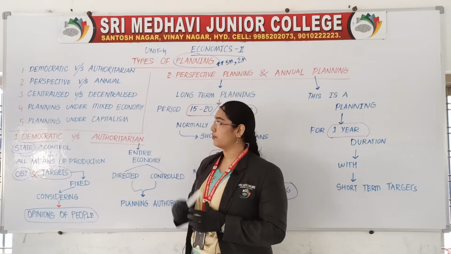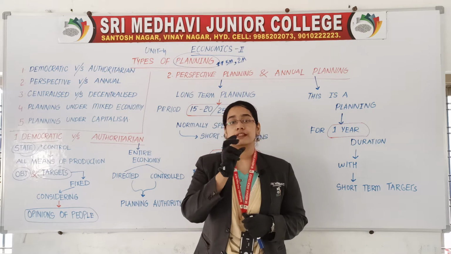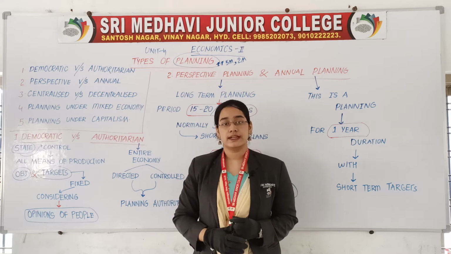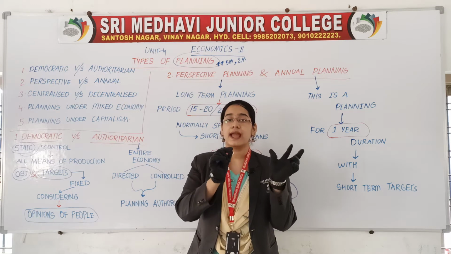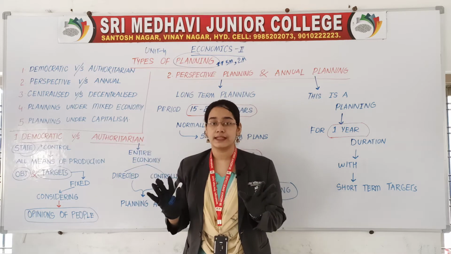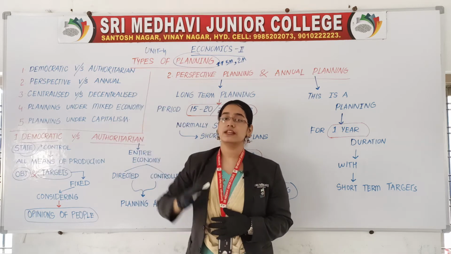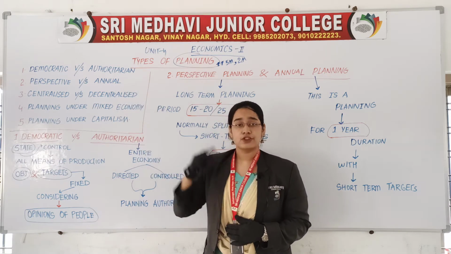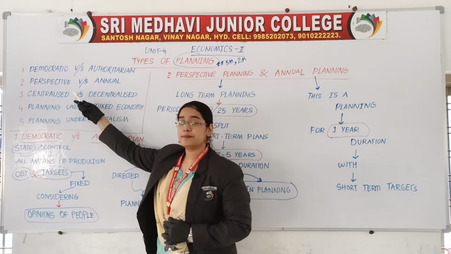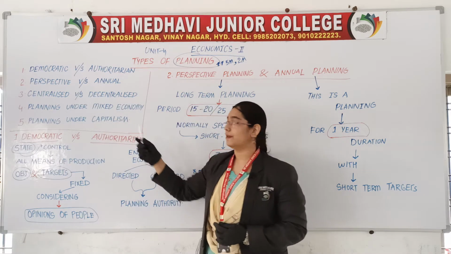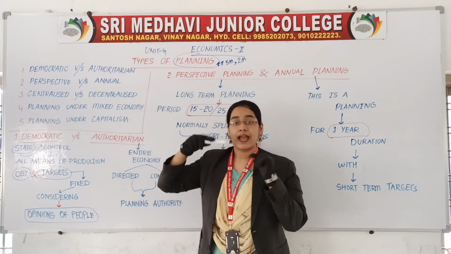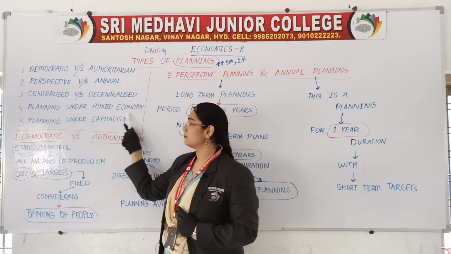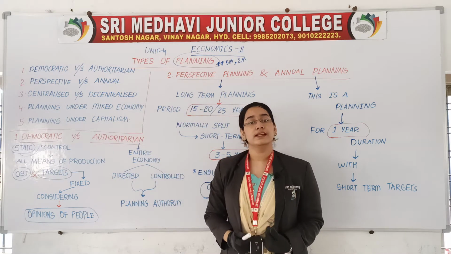In the starting 3 points, I have just written democratic versus authoritarian, but in your notes you need to write it as democratic planning and authoritarian planning. I have not written planning, but you need to write in your notes democratic planning and authoritarian planning. Then perspective and annual planning, centralized planning and decentralized planning. Then the remaining 2 are planning under mixed economy and planning under capitalism.